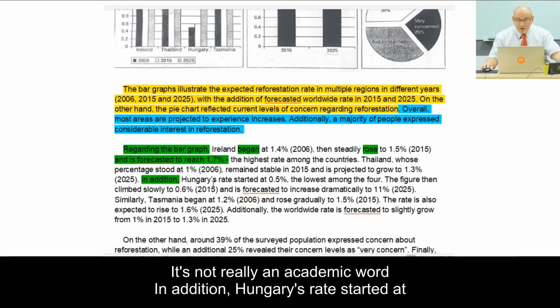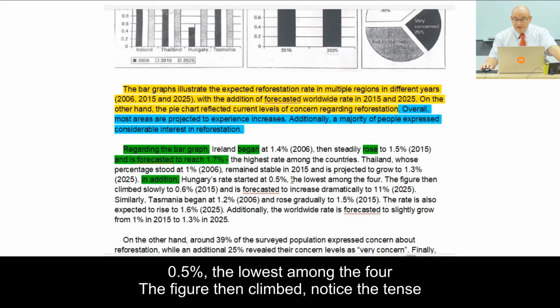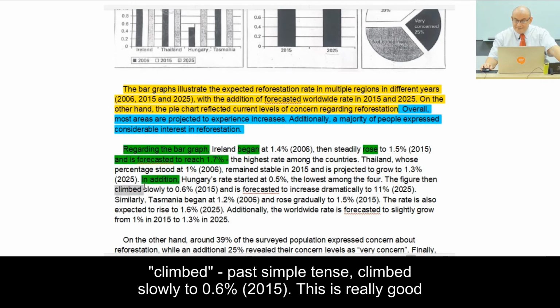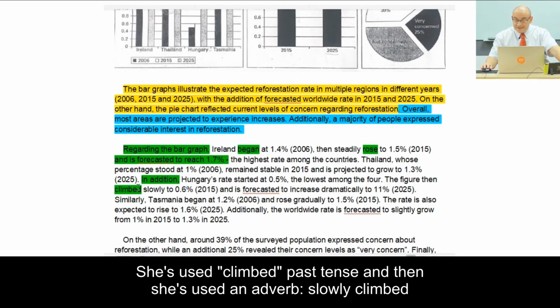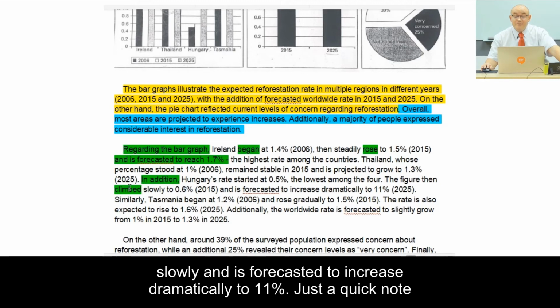In addition, Hungary's rate started at 0.5%, the lowest among the 4. The figure then climbed, notice the tense, climbed, past simple tense, climbed slowly to 0.6% 2015. This is really good. She's used climbed, past tense, and then she's used an adverb, slowly, climbed slowly, and is forecasted to increase dramatically to 11%.